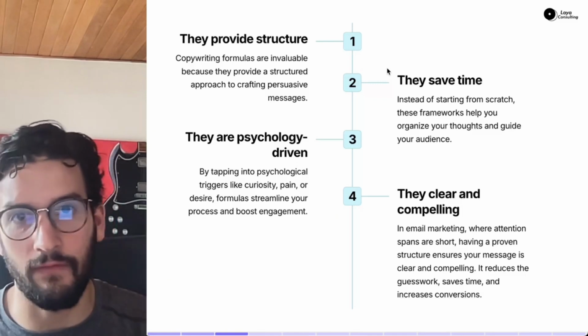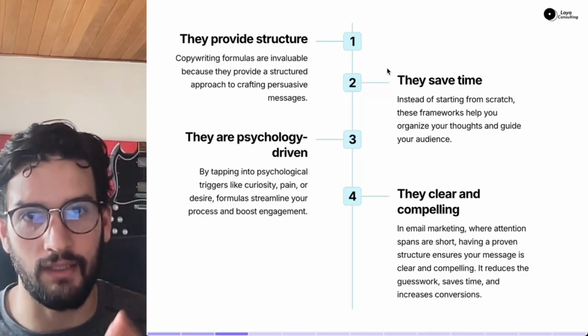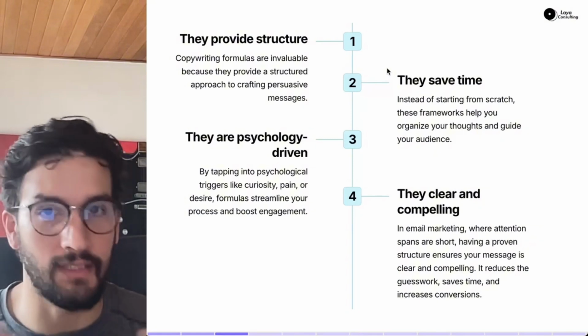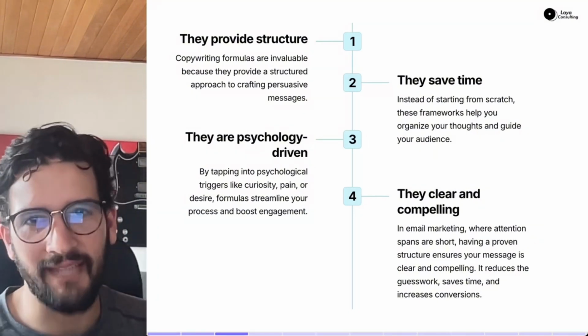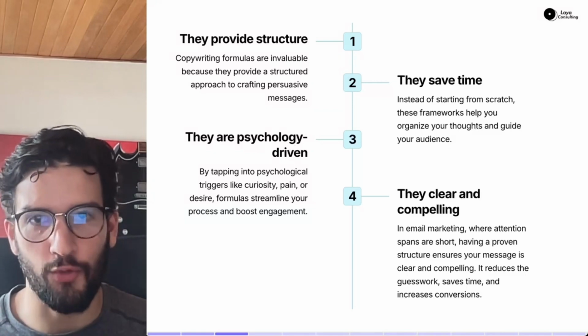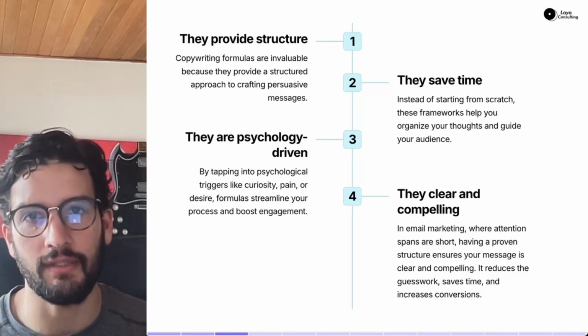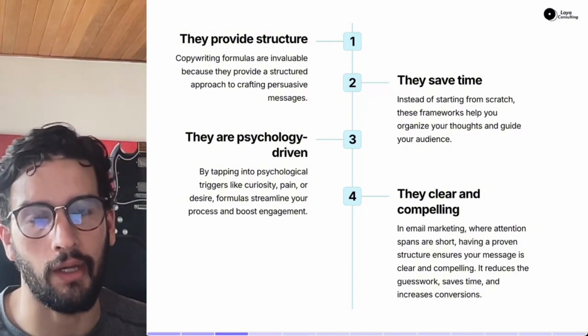If you're using, for example, AI or whatever you're using, you can utilize these formulas to create copy faster and be more structured. And as I mentioned before, save time. Third, they are psychology driven. By tapping into psychological triggers like curiosity, pain, or desires, formulas streamline your process and boost engagement as well with your email marketing campaigns.